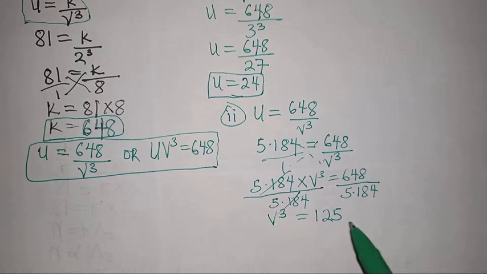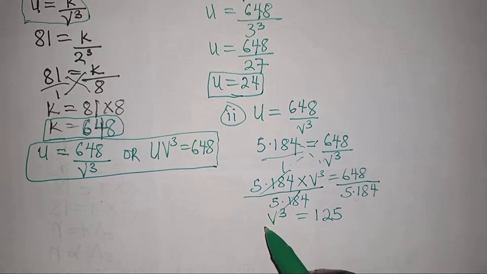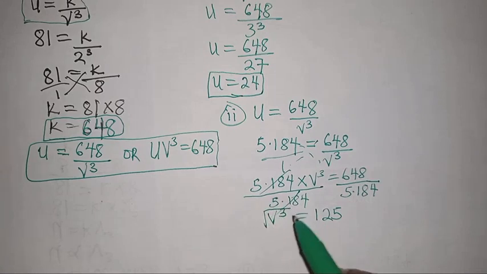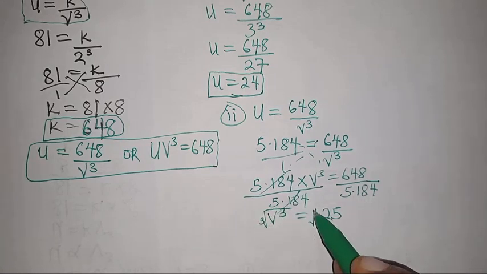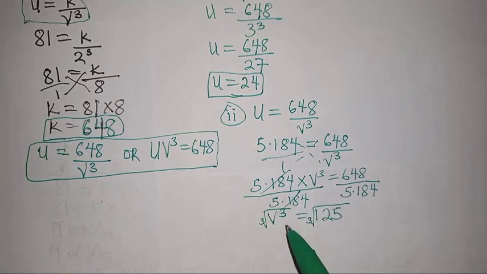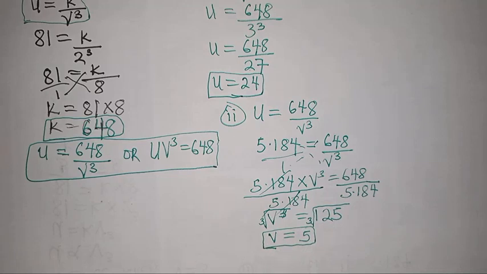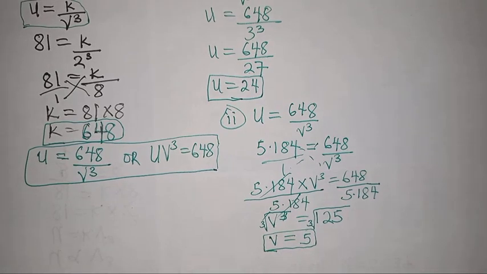Now that I have v cubed equal to 125, it simply means that I'm going to have to take the cube roots of both sides, because that's the only way I can take off the cube from v. So the cube root of 125 is simply 5. What do we mean by cube root? It means 5 is the number which, when multiplied 3 times, gives us 125. So at the end of the day, v is 5. So that's the final answer. Thank you.